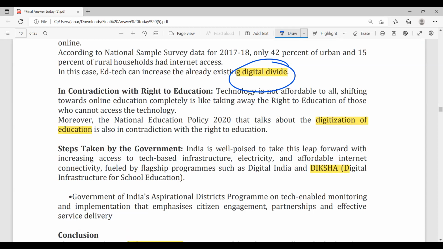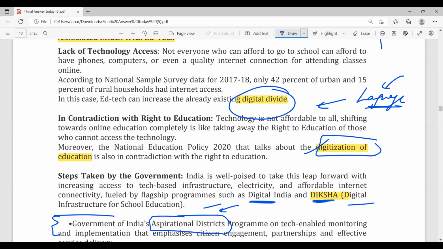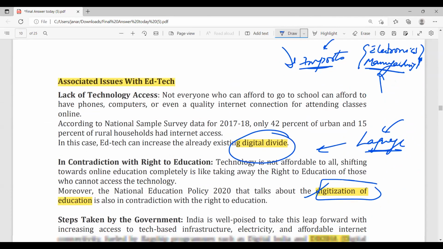Digitization of education: right to education does not mean digitization. In COVID times, a lot of connectivity, network, data and smartphone issues were there. The language barrier is also there in these technologies. So the government has taken many steps: Diksha, Digital India, infrastructure for school education, and aspirational districts also focusing on education using technology. Rather than only private players, the government itself has to focus. There is a huge scope.